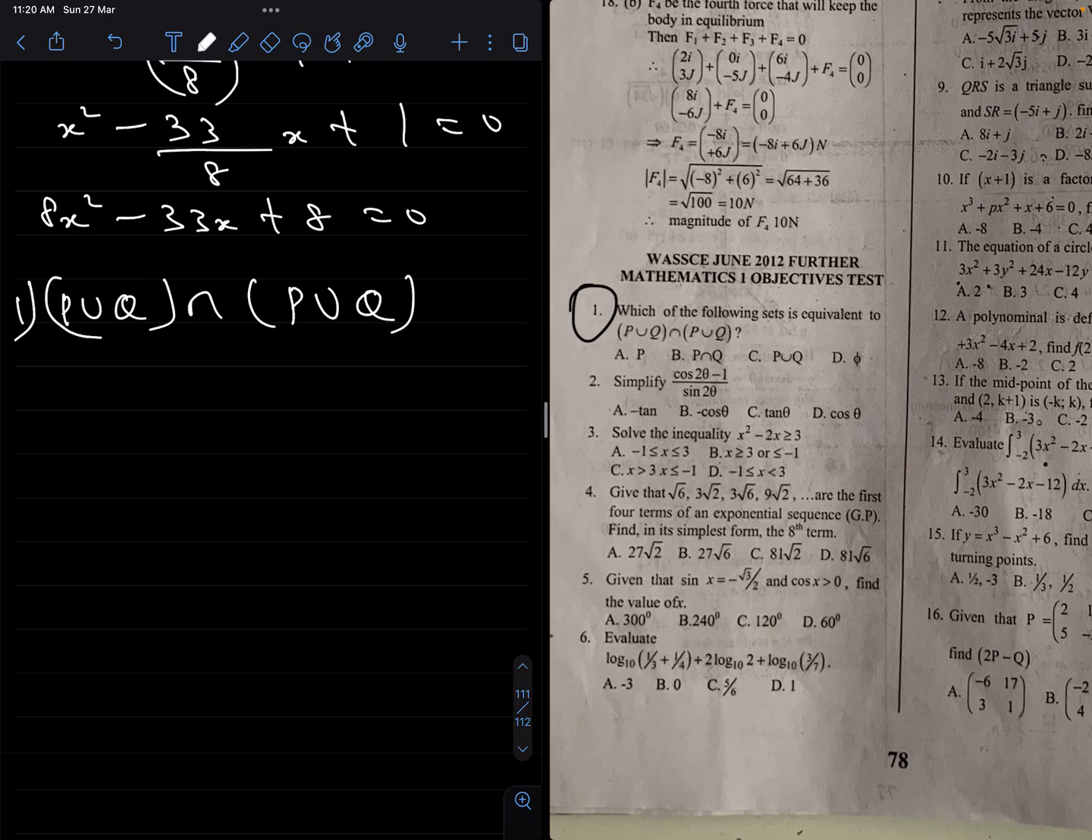Because if set A has elements 2, 3, 4, and they're asking us for another set that has elements that are common to set A, that can only be set A itself now. Does that even make sense?